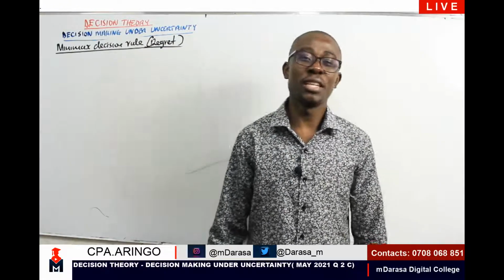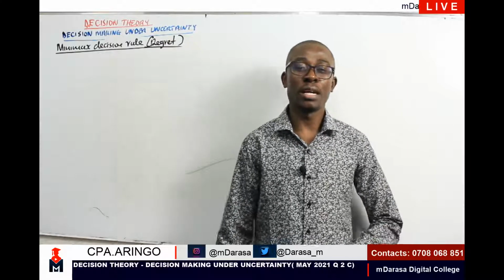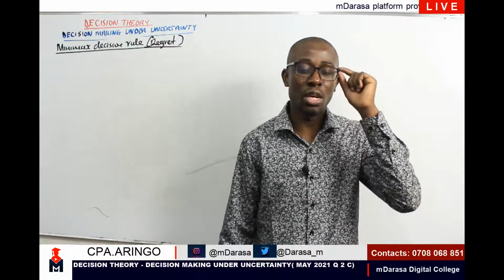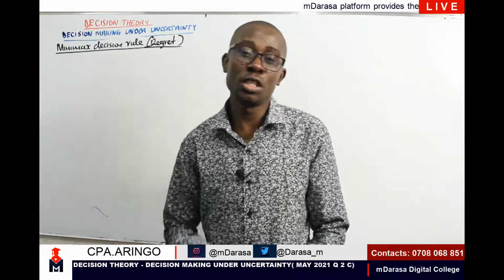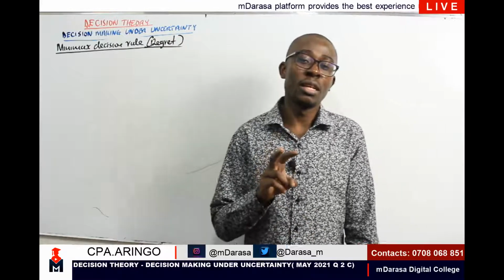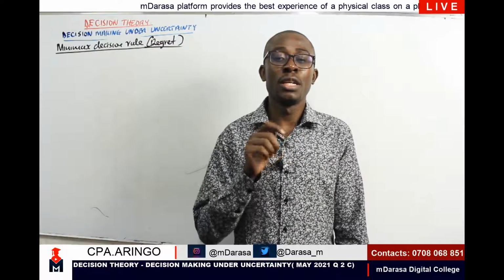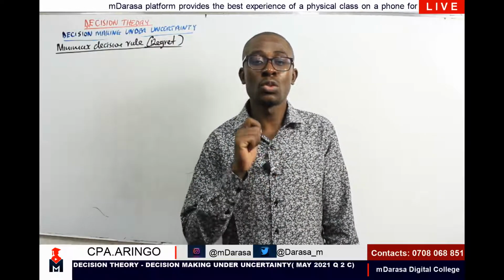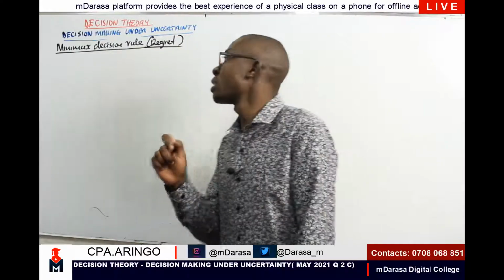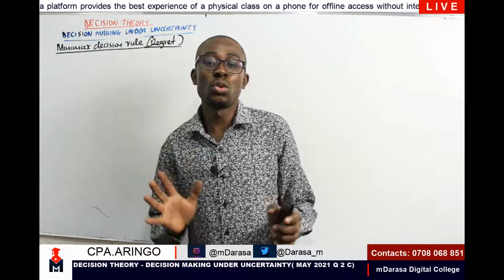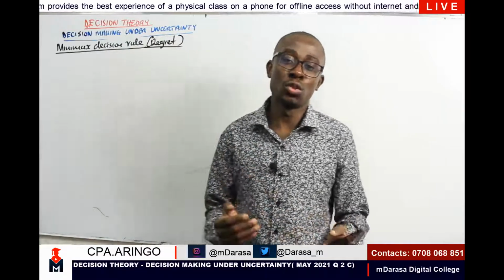In our session today, it is a continuation of what we were doing earlier on. Recall in our previous class, my good students, we had introduced the concept of decision making and uncertainty, and so far we've looked at two methods: the maximax decision rule and the maximin decision rule. In our class today, I want us to talk about the third method, which is the Minimax decision rule, also known as the regret decision rule.